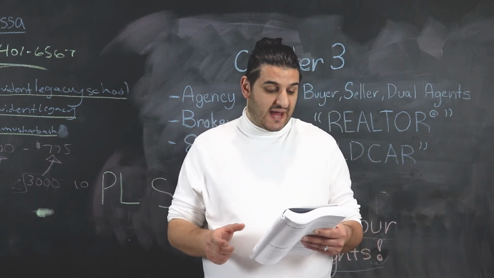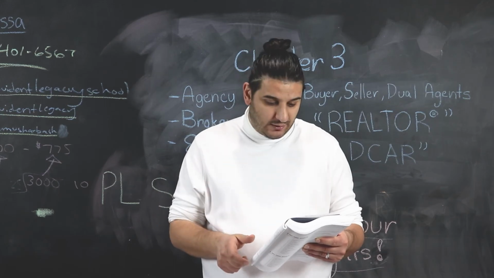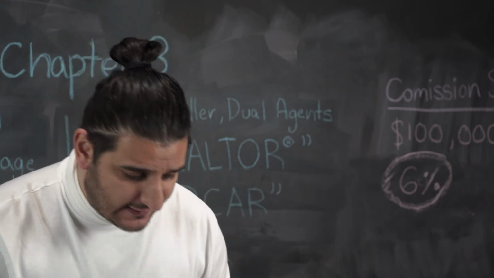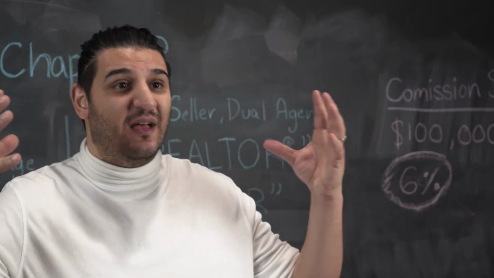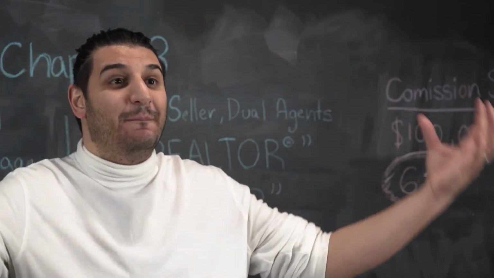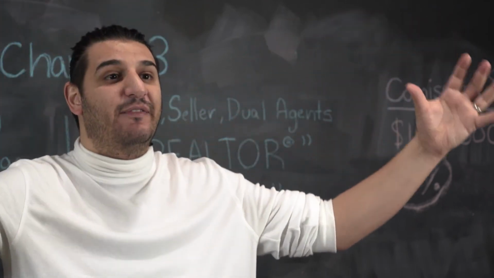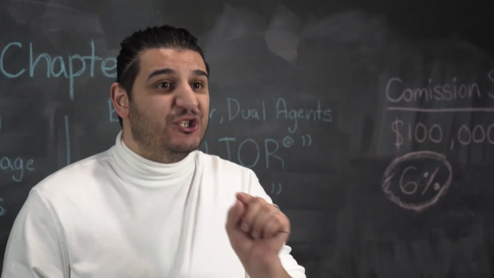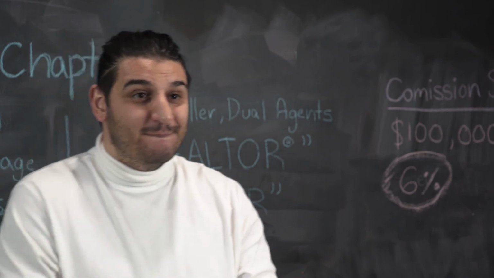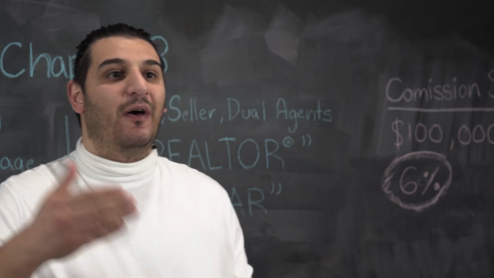The broker is considered to have earned a commission when he or she procures a ready, willing, and able buyer for a seller or brings about the meeting of the minds. That's going to be on your state exam. The meeting of the minds is when you're able to get the seller and the buyer to agree on the purchase price and on the terms. It's called meeting of the minds. This will be on your state exam. Once you do that as a broker, you have technically earned your commission. You brought a buyer that's ready, willing, and able, and brought them to the meeting of the minds with the seller.